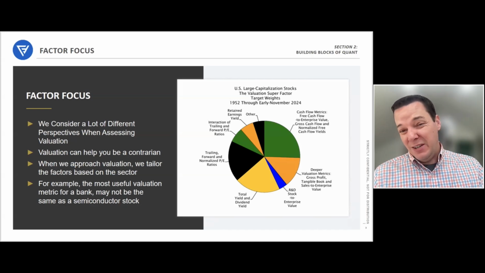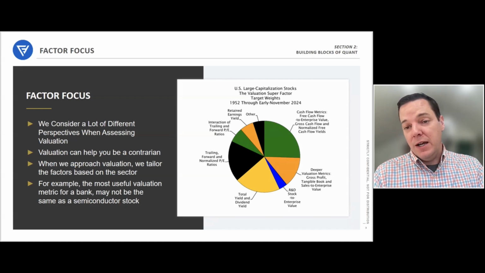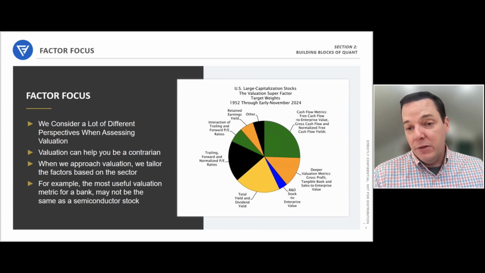So we can look at about 17 different variables when it comes to valuation. We are big believers ultimately in the efficacy of cash flow metrics. You'll see that as the largest piece of the pie chart here in the upper right-hand corner, but we have some deeper value metrics that are included. We look at total yield and dividend yield. We look at some earnings metrics ultimately as well.